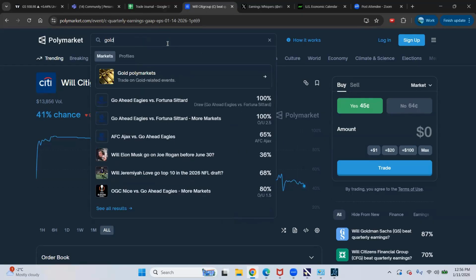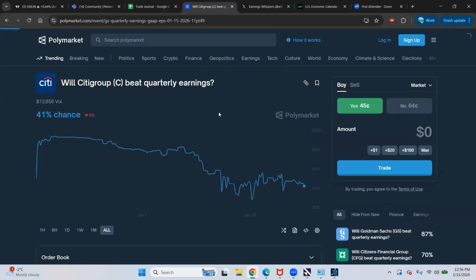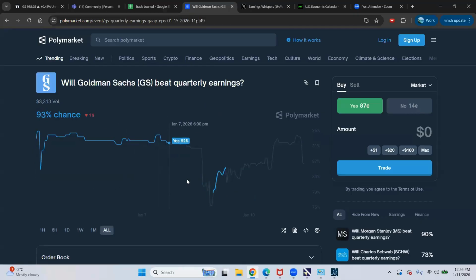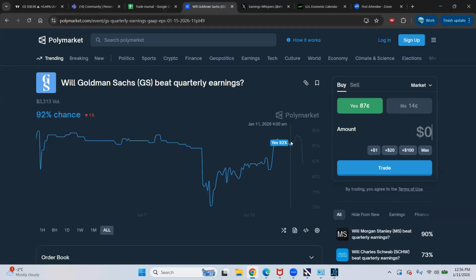If we look at Goldman Sachs, and you can see here, took a bit of a dive. This one looks much more pronounced. It actually went only from 91 to 76. But we've now come back up here. So look at this probability distribution.